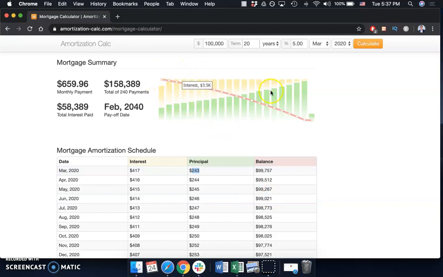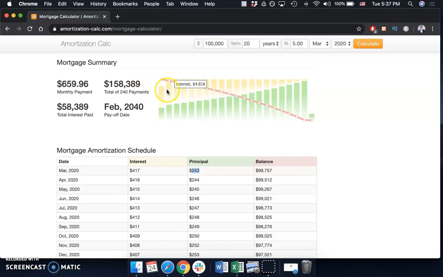So let's take a look at this graph up here. Okay, this graph is, the yellow is how much interest we're paying every single year. The green is how much principal we're paying every single year, meaning how much our debt is going down. And then this red line right here is our balance. So as we can see, our balance goes down over time.